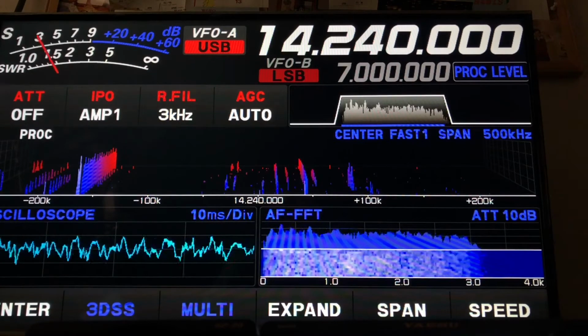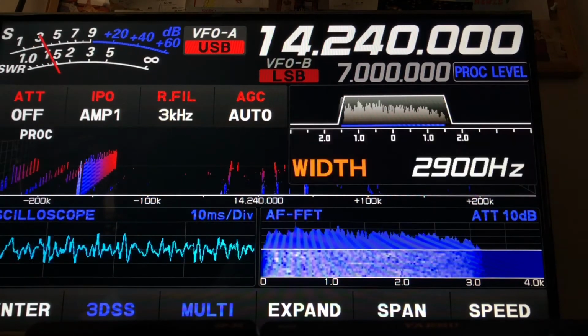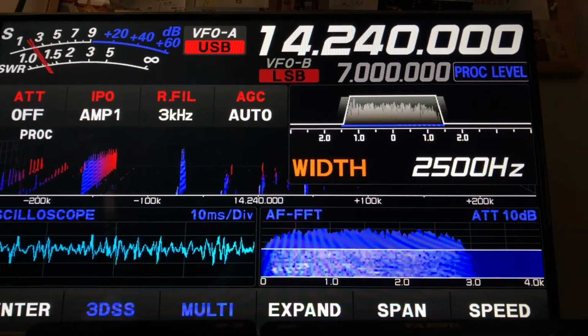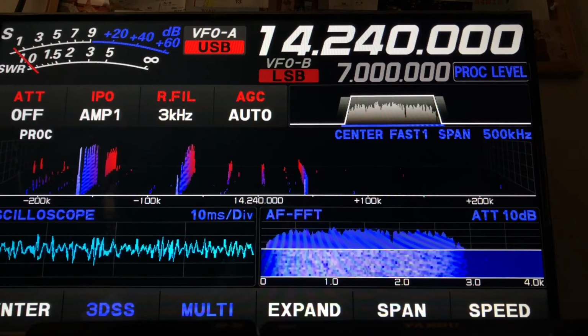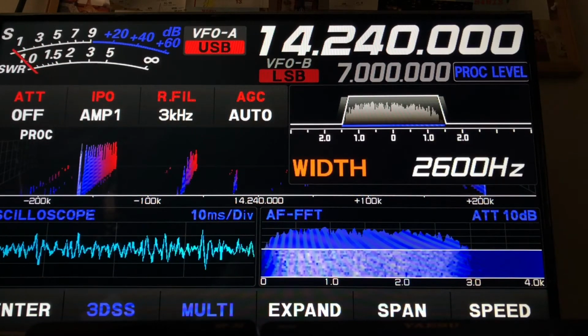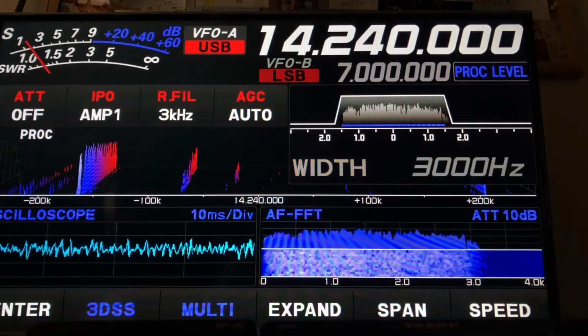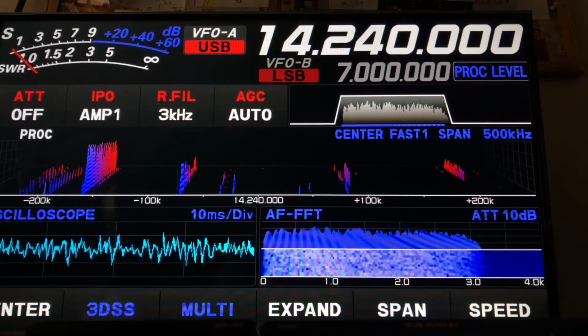And this station is coming in at S3. Now I'm lowering the bandwidth, and look what happens. Or listen what happens. Going back to 3,000 wide, 3 kilohertz.